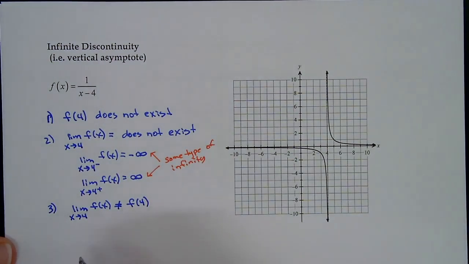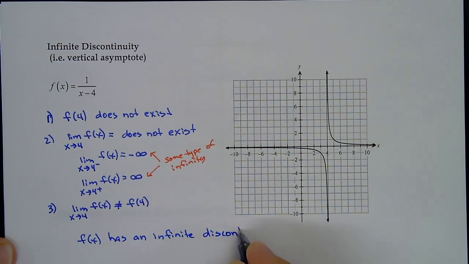So f of x has an infinite discontinuity at x equals 4. And how do we know it's an infinite discontinuity? Because the one-sided limits, one or both, are equal to some type of infinity. All right. Next problem.